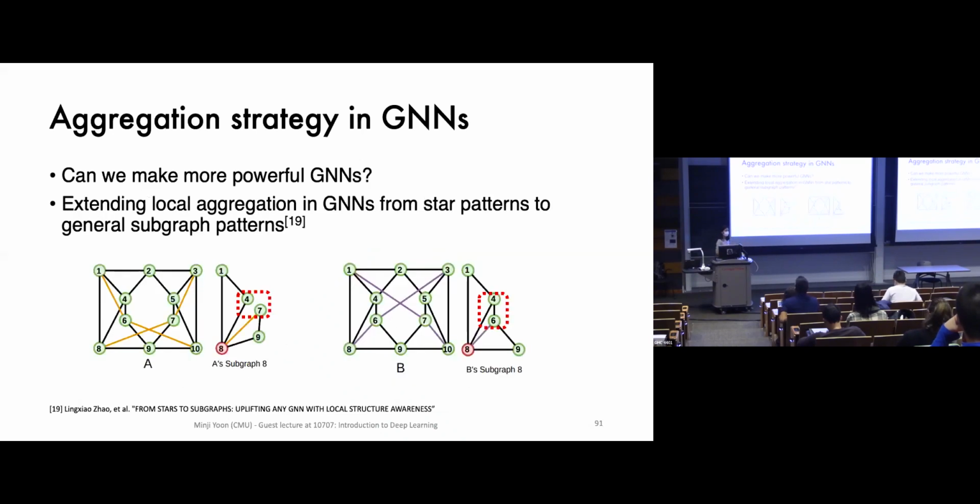And this paper says, no, let's change the aggregation perspective again. Let's not just look into my directly connected neighbors, but let's look into the interaction among them. By looking into how my directly connected neighbors interact with each other, maybe we can understand more.